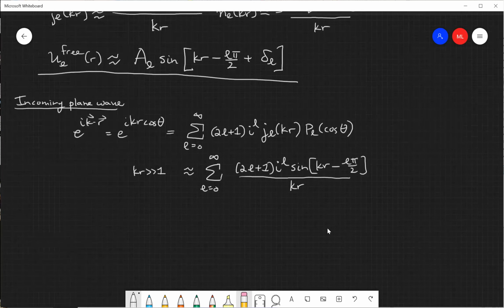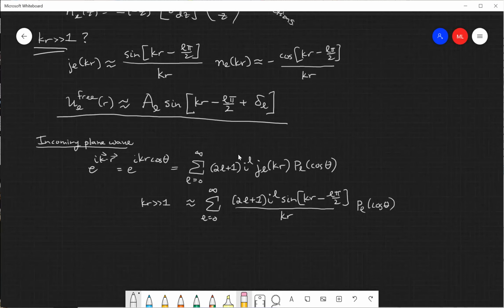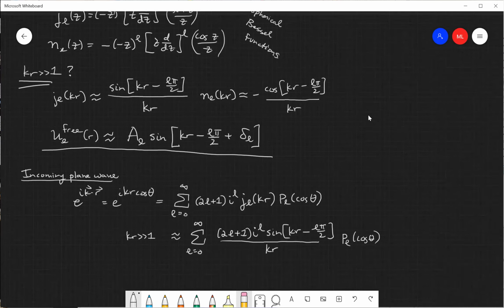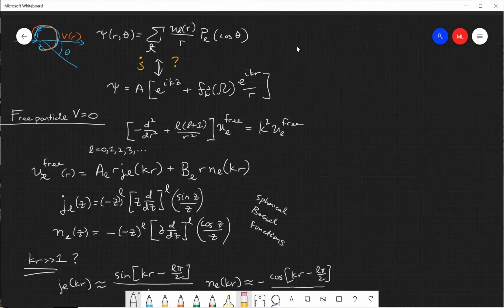And we have, of course, the P_L of cosine theta. So now we can see the connection a little bit better. We see what the relationship must be between them. And again, remember that this solution here is the U_L over R. Remember this U_L over R.